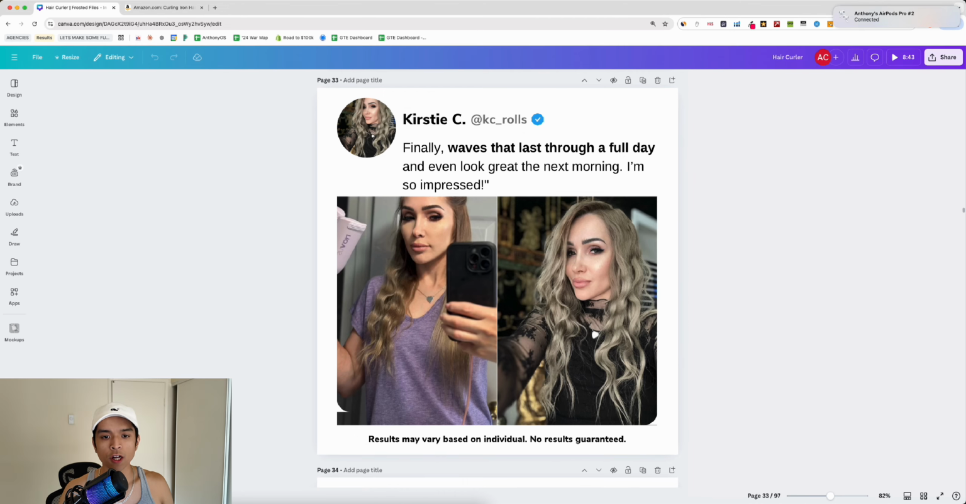All right, guys, this is the creative that I'm going to be teaching you how to make today. And what we have here is the traditional before and after, but we've camouflaged it in such a way that it looks like a native Twitter post, a native X post, or whatever you want to call it. Looks like a native Twitter post.